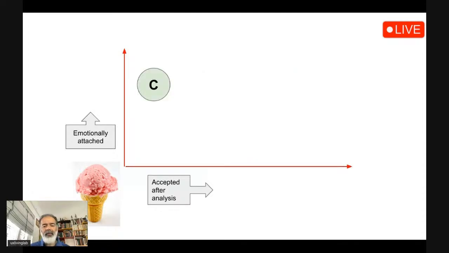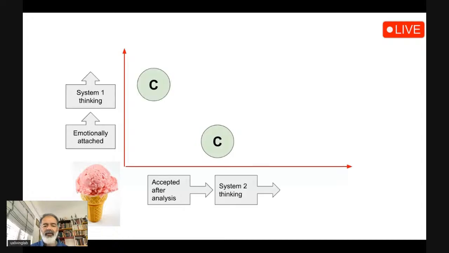Think about a consumer who is emotionally attached to your product or brand. Another is accepted after analysis. So how does this thinking process go on? The emotionally attached thinking process, we call system one thinking. Because the consumer is attached to your product or brand emotionally, we call that system one thinking. Then when the consumer analyzes your product and brand and accepts it after his own analysis or his own way of thinking, that's called system two thinking.